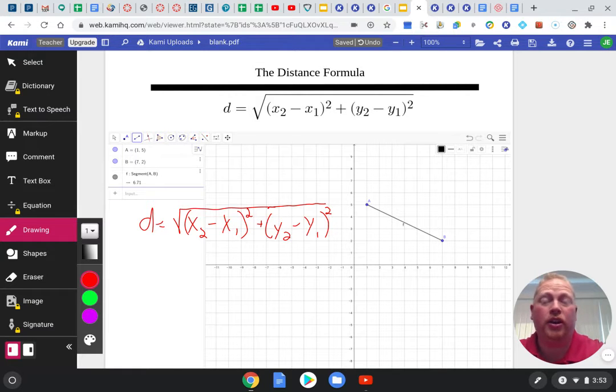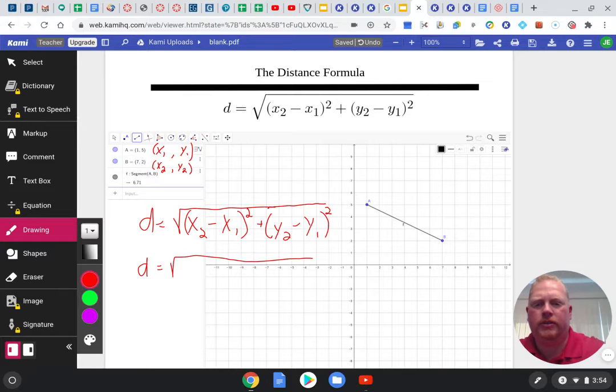Since this is my first coordinate, let's say A is the first point. It doesn't matter whether you choose A or B. So that means 1 is going to be my first X coordinate, and 5 is going to be my first Y coordinate. And then for point B, 7 is my second X coordinate, and 2 is my second Y coordinate. So now that you understand what x1 and y2 and all that stuff means, all you've got to do is plug those numbers into that formula.